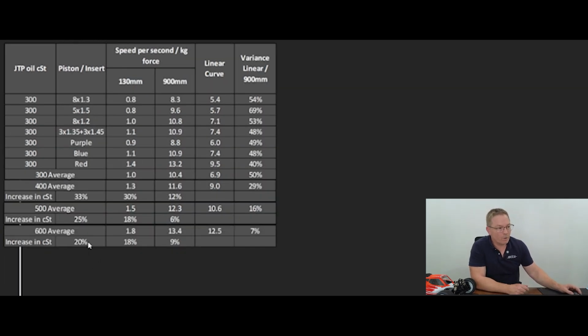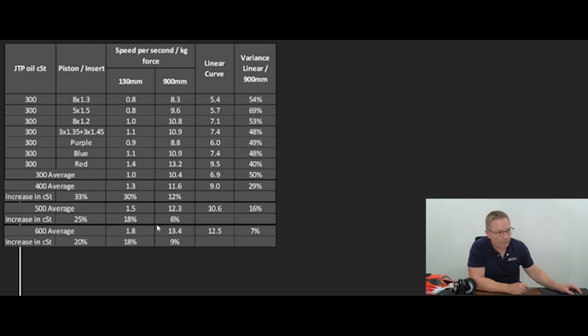600, 20% increase. So you can see here they're slightly going down because it's obviously 100 on 500 as opposed to 100 on 300. It's a different percentage. 20%, 18%, so fairly close, but only 9%. So there's a slight difference here. I'm not getting into the CSTs of the JTP oils. You will get slight variances, but that's not what we're looking at. Not interested in testing CSTs.